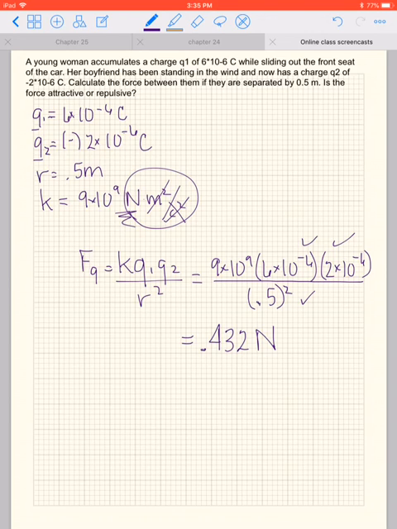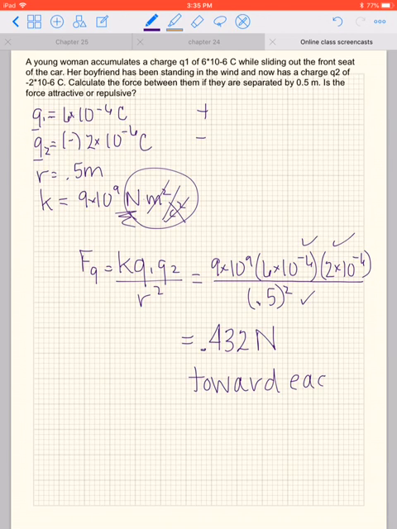Now I'm going to look at my signs on my charges. I have a positive sign with this one and a negative sign with this one. Opposite charges, so what's going to happen is this is going to be a force toward each other.